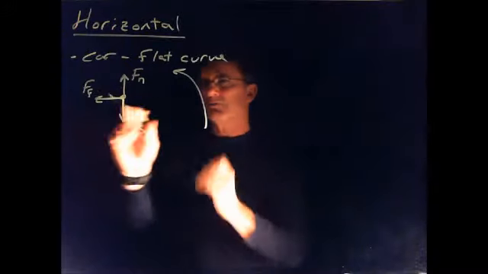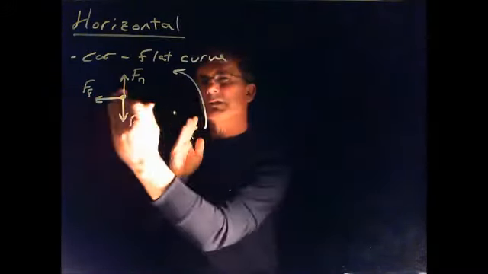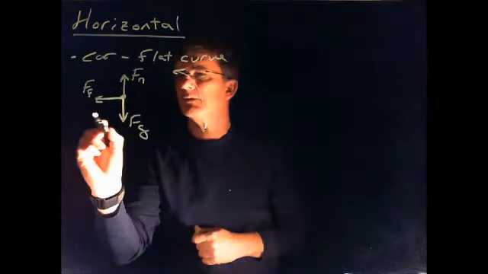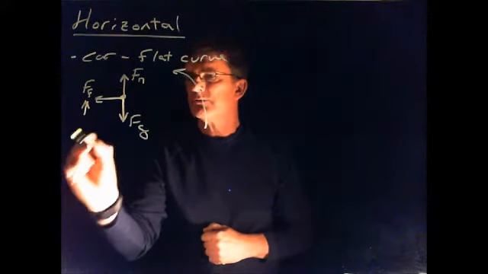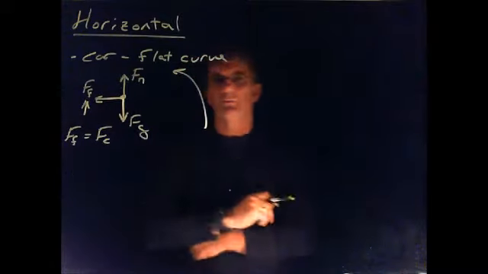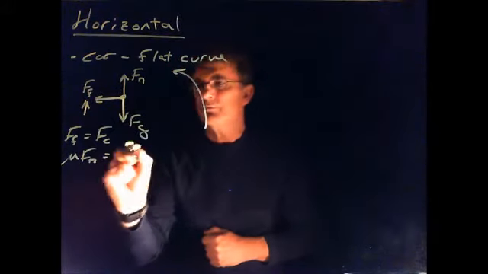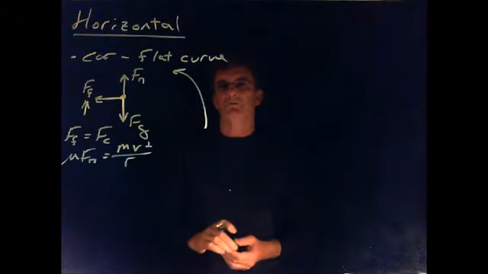Since this frictional force is perpendicular to the car's motion, it is providing our centripetal force. So the frictional force is equal to the centripetal force. Frictional force is mu Fn. Frictional force is mv squared over r. We solve for whatever we're being asked to solve for.